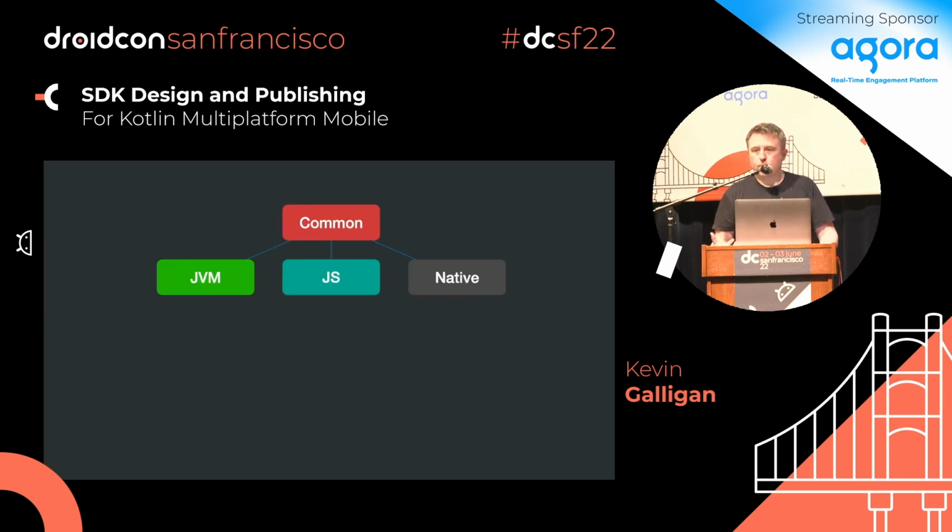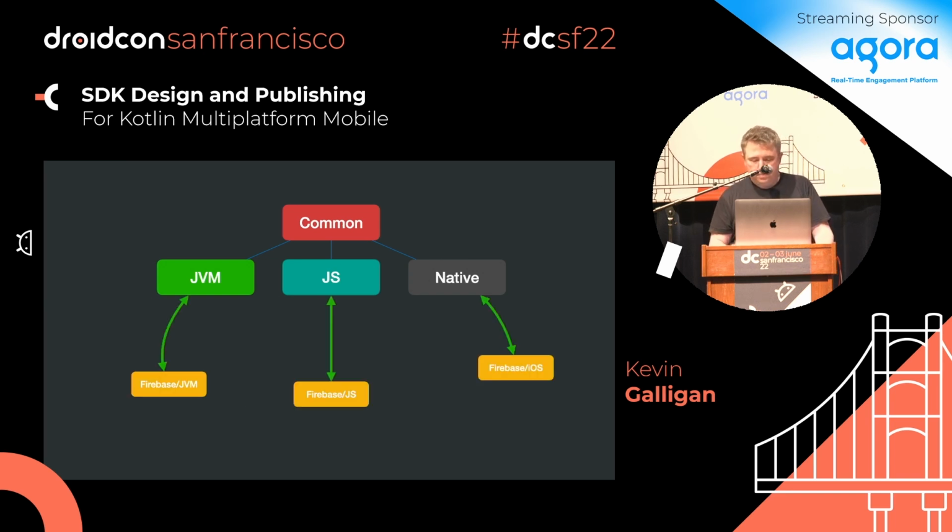KMP lets you write common code that can be compiled to different platforms, and we all kind of know that. Unless you haven't done any, in which case, hopefully you get something out of this. But a lot of times you want to incorporate native code into your Kotlin code, and it's all specific to the platform that it's on, right? So we want to pull the stuff in.